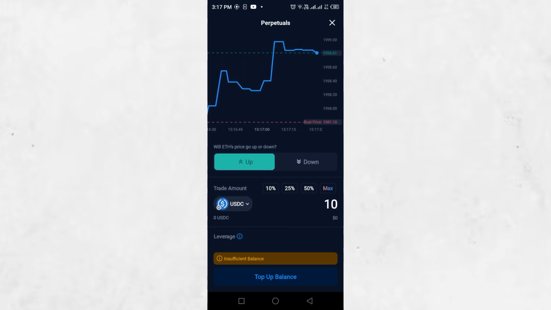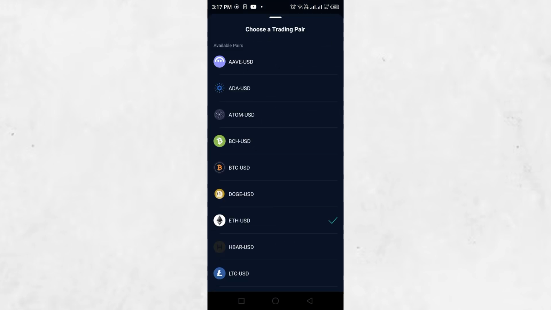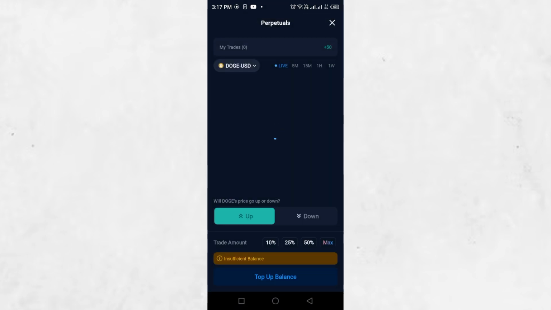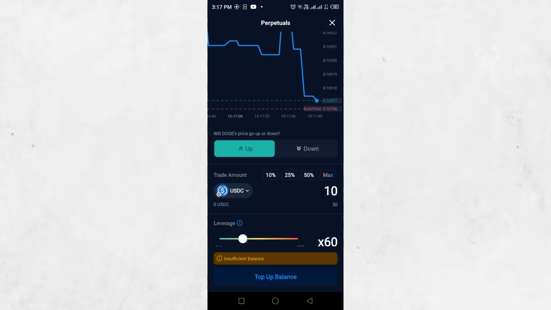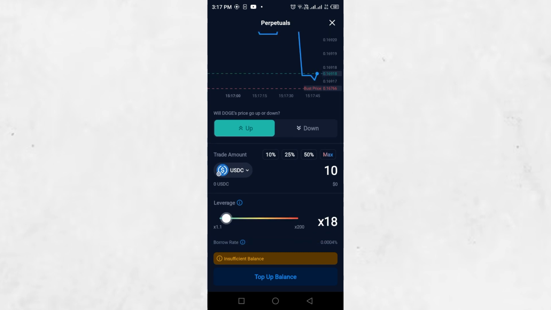By utilizing leverage, traders can control larger positions with a smaller capital investment, making it a powerful tool for those who understand market dynamics. However, due to the volatility and complexity of perpetual trading, it is essential for users to have a solid risk management strategy in place.